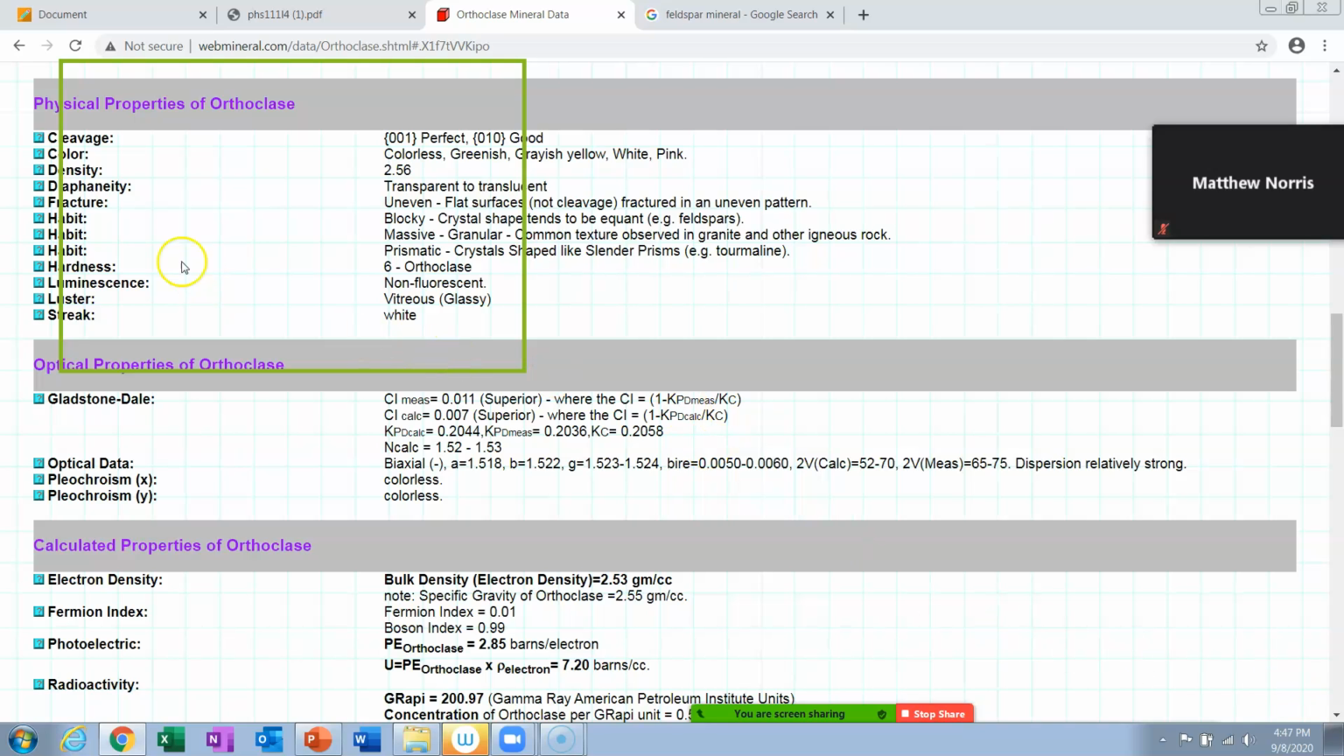There was the color, there was the luster, there was the streak, there was hardness, there was cleavage slash fracture, and then density. So in just about all these, you can keep looking until you find something that will fit in that classification. Does that make sense?